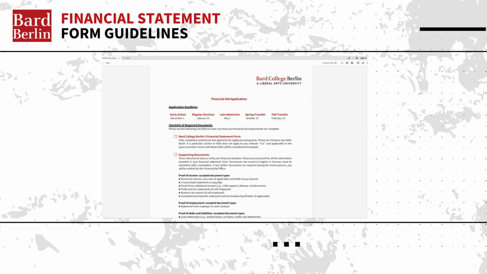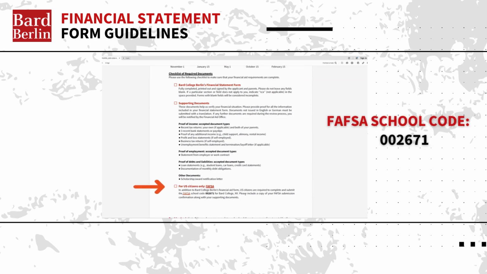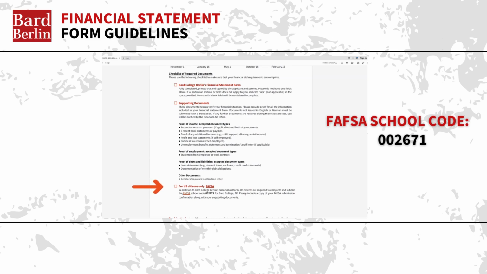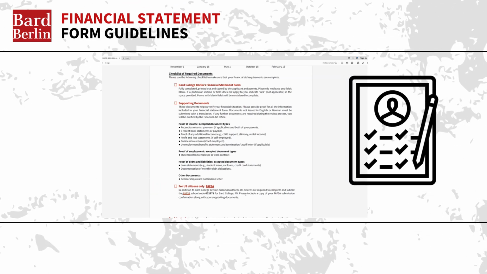So the first page is just a checklist for you to refer to during the process of applying for financial aid. It includes the deadlines, outlines further details on the kinds of supporting documentation we accept, and also highlights that if you are a citizen of the United States, you are required to submit a FAFSA form using the school code 002671 for Bard College in New York, in addition to BCB's financial statement form. If you qualify for BAföG, the German government funding for students, you are required to apply for this as well.